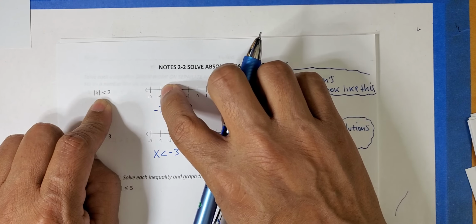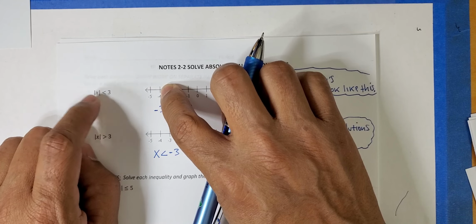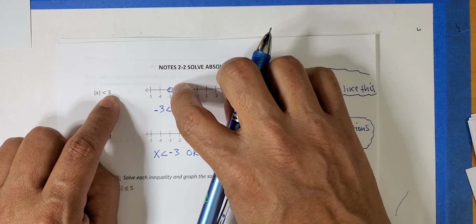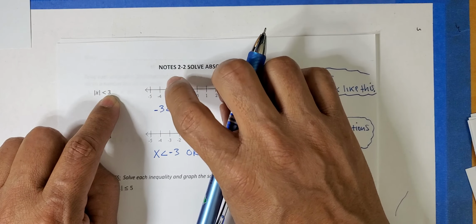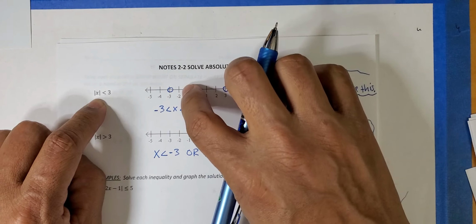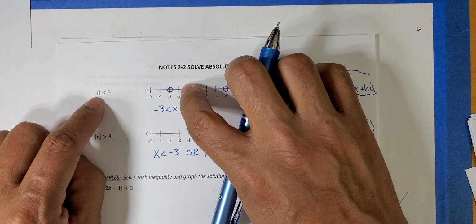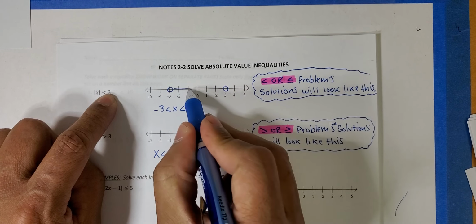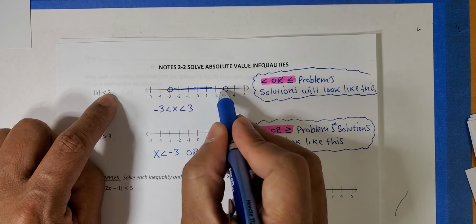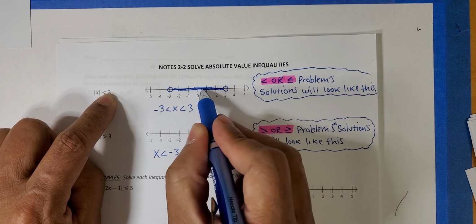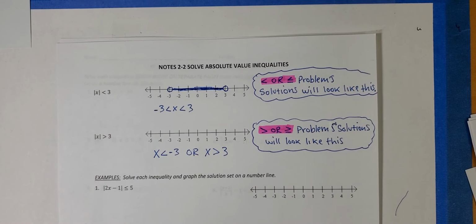If you try to use -4, the absolute value of -4 is 4, and 4 is not less than 3. So if you try to use any values to the left of -3, including -3, this will give you a false statement. Okay? But if you try to use -2, the absolute value of -2 is 2, and 2 is less than 3. So any number between these two open circles that you substitute inside of the absolute value will give you a true statement.